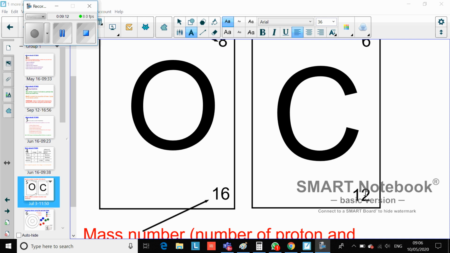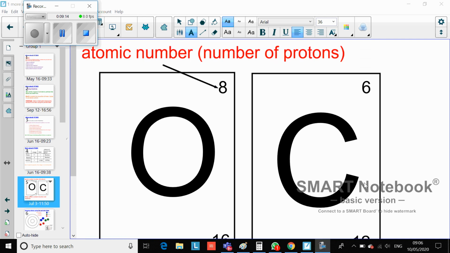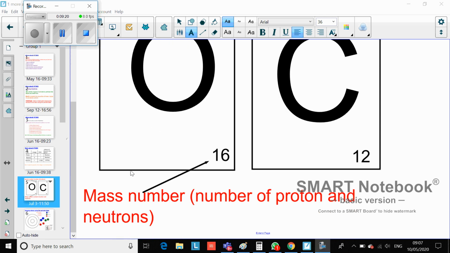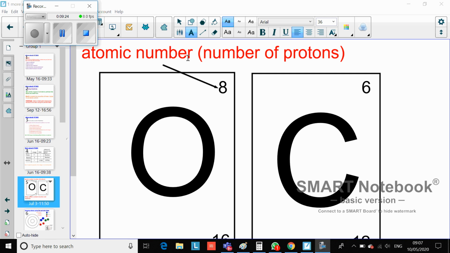What might be a good idea is to quickly pause the video and copy one of these up and label it as an example. So what does the mass number mean? And what does the atomic number mean? So pause the video and do that now.